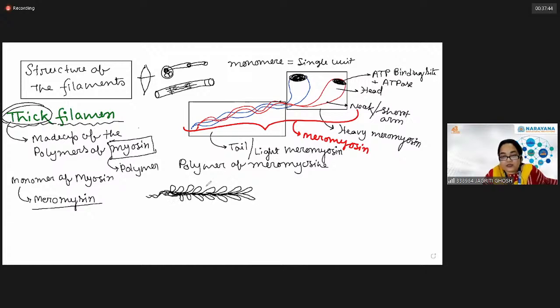Okay, so this is a polymer of meromyosin. This is how a polymer of meromyosin looks. Clear? So we are done with the monomer and polymer of meromyosin and the structure of the thick filament. Next we can jump into the structure of the thin filament.